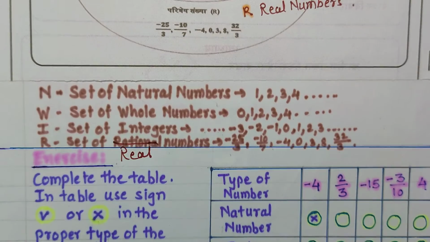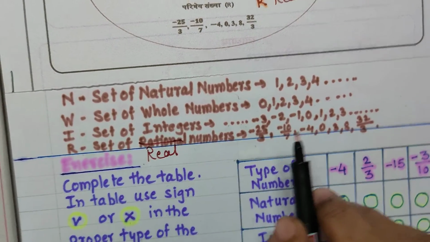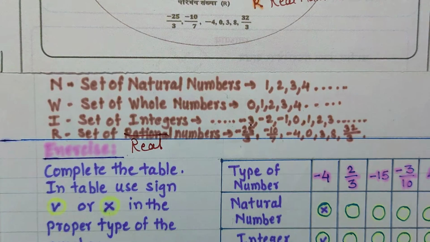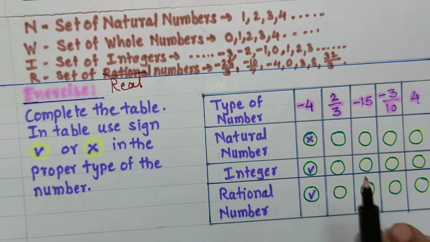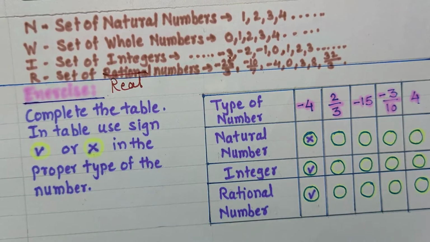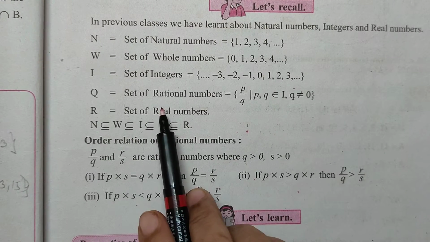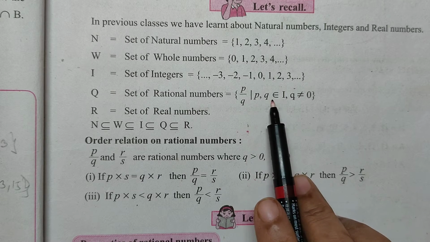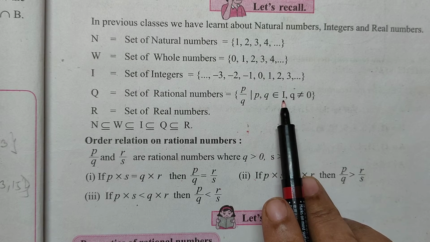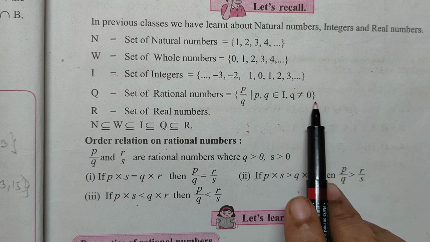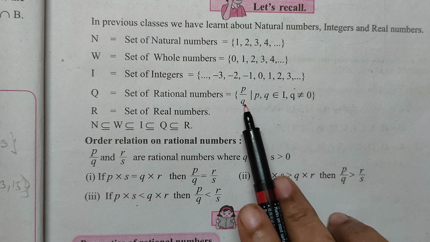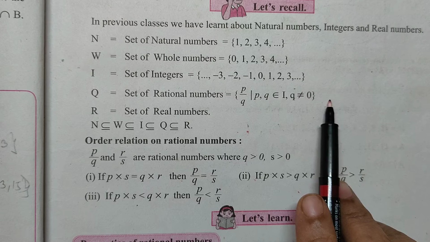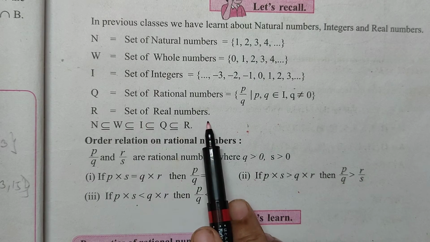The set of real numbers contains all types of numbers: natural numbers, whole numbers and integers. Here is an example. Here Q is the set of rational numbers p by q such that p and q belong to I, means integers, and q is not equal to 0. म्हणजे this denominator must not be 0. Then R is the set of real numbers.